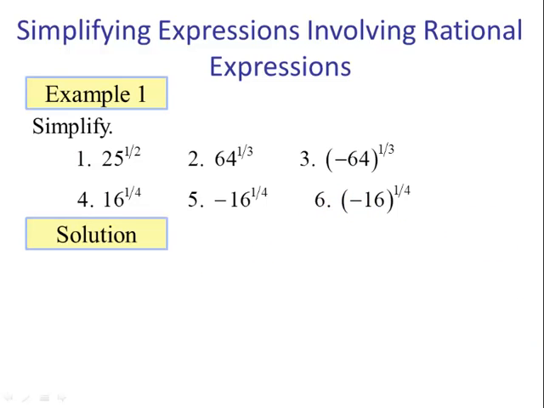For number 1, we have 25 to the 1/2 power. 25 to the 1/2 power is 5, because this is asking what number do I square to get 25. And that answer is 5, because 5 squared is 25. So whenever we see an exponent of 1/2, we can think of that as a square root. What number do I square to get 25? And the answer is 5.